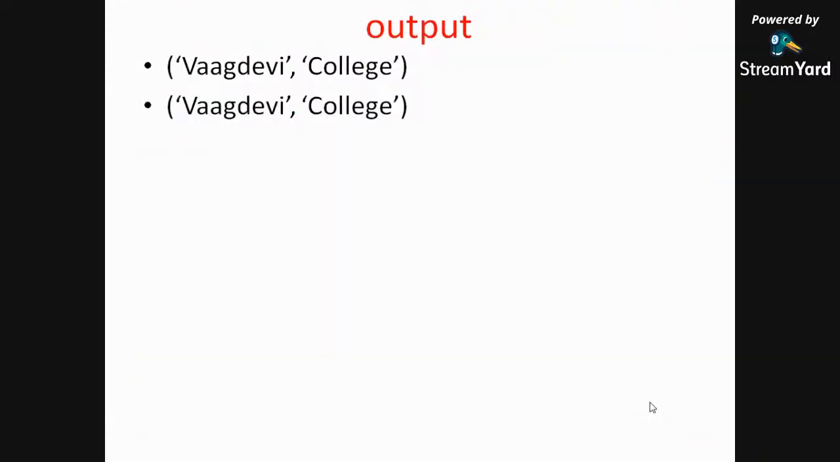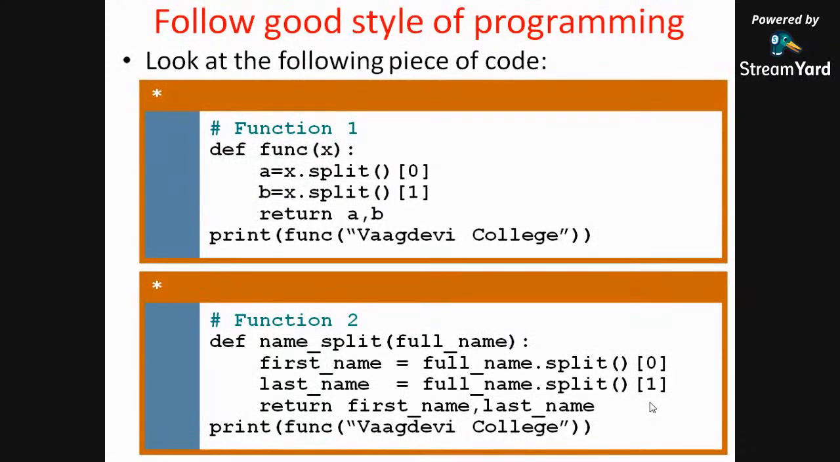Okay, so in the first case, you can see Vagdevi College displayed. In the second case also it displays Vagdevi College. But which is more meaningful from the point of understanding the logic of the function? The second one is more meaningful. This is called a good style of programming, a good way of writing the program, or a good way of defining the functions. So I recommend you follow the second function style.